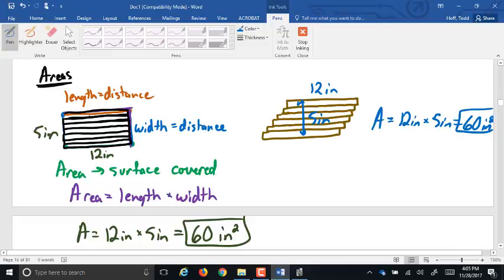But you'll notice the key here is when we find areas, we are multiplying two dimensions that are at right angles to each other. This 12 is the length. This 5 here is at a right angle. It's perpendicular to the 12. It is the distance to the other side of the figure.